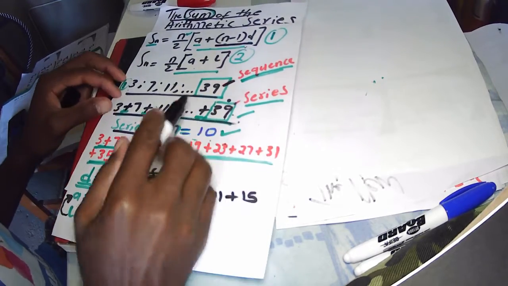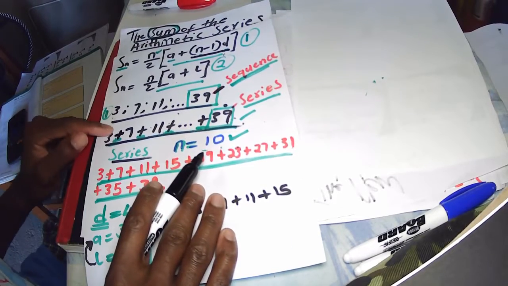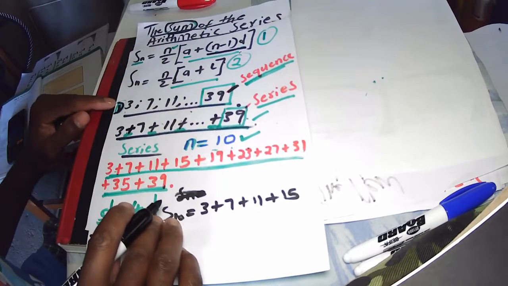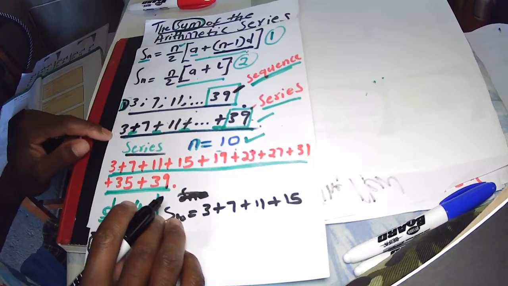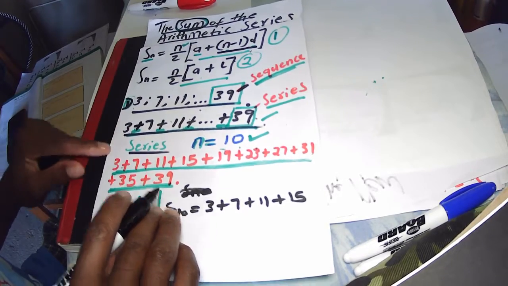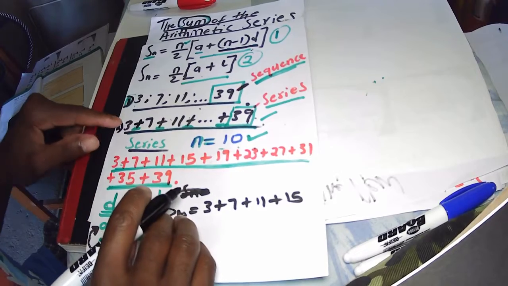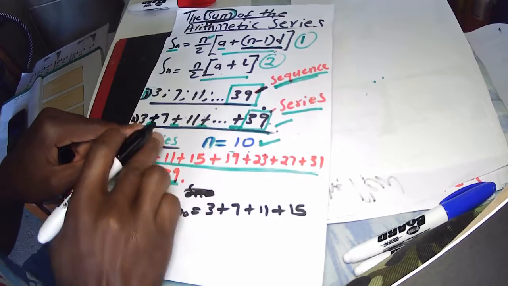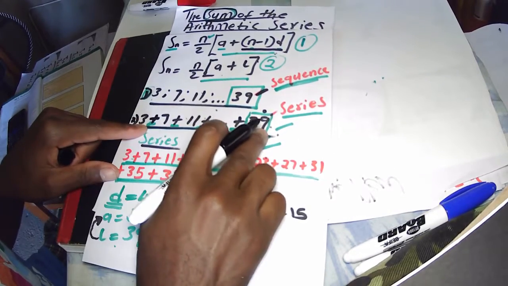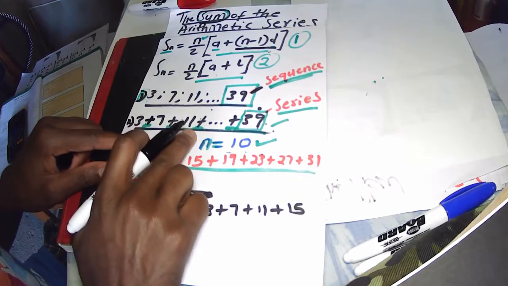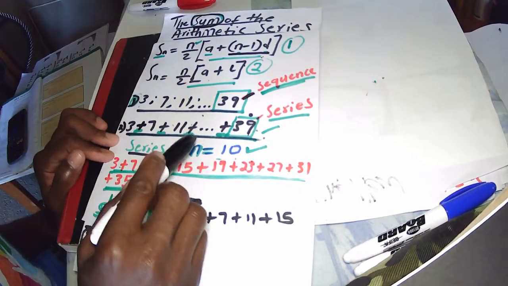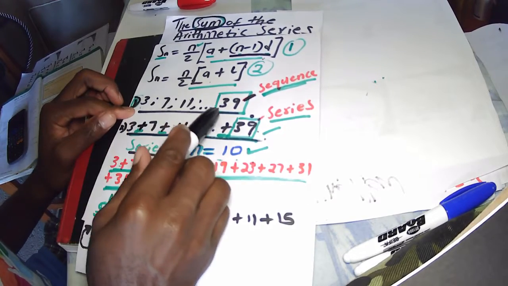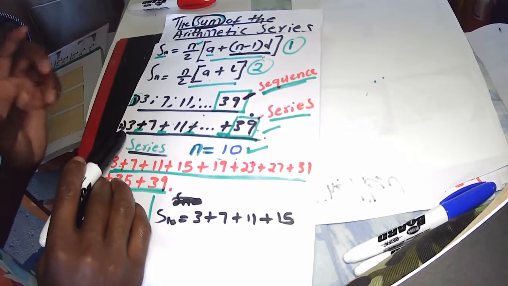If you look at these two, the first one has semicolons, while on the second one we have plus signs in between. So this is the sum of the arithmetic series. And the first one here is the arithmetic sequence. So you have to know the difference.